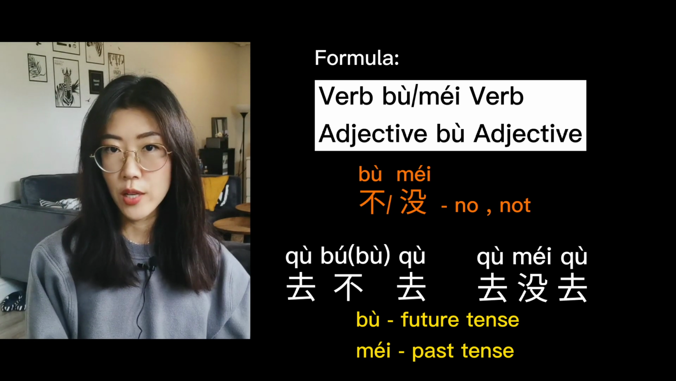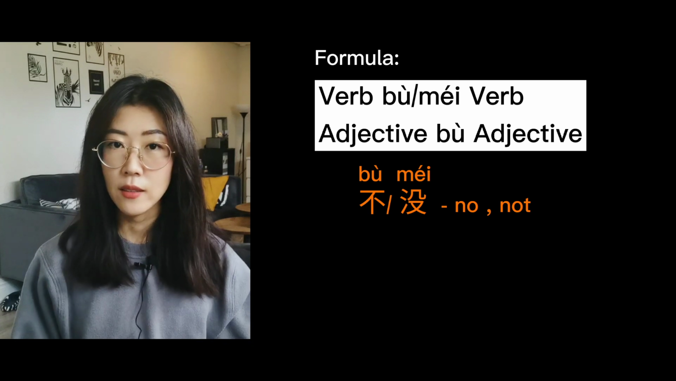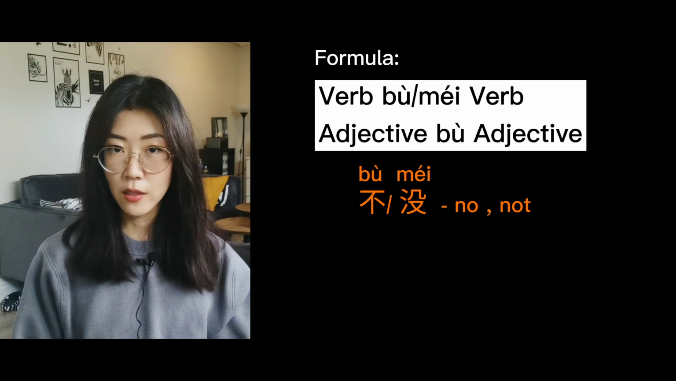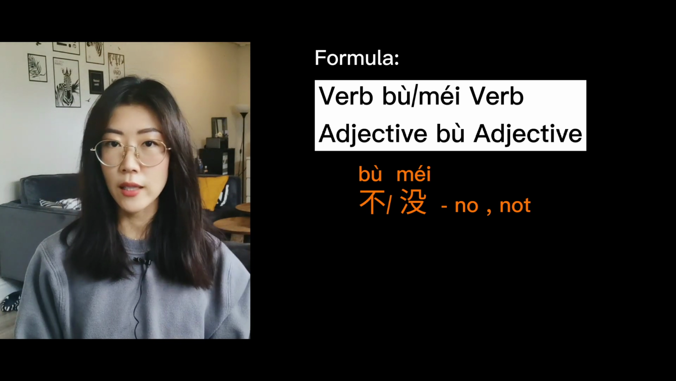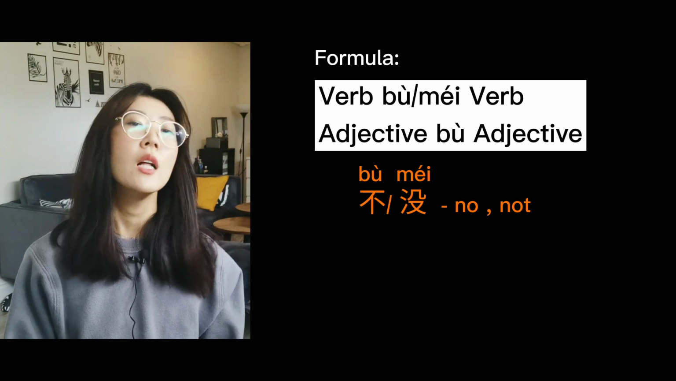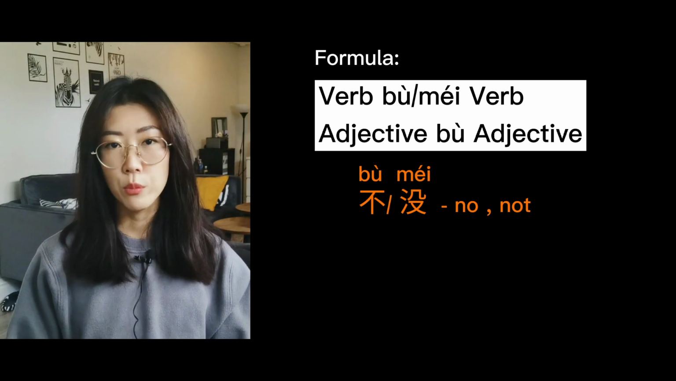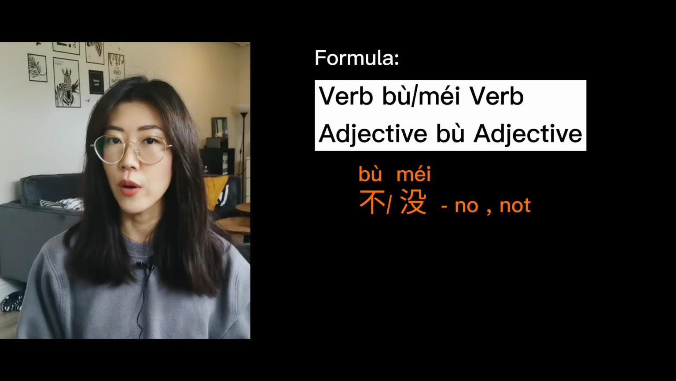不 is for future tense. Méi is for past tense. When we negate adjective, we only use 不 to negate adjective. So you can review my video about how to make negative expressions in Mandarin. So adjective only go with 不. Then we get the structure is adjective, 不, adjective.